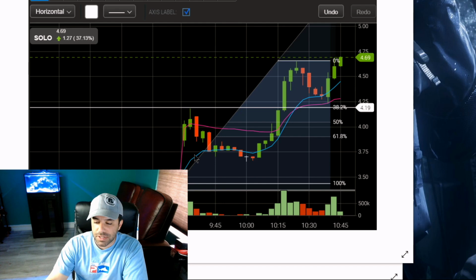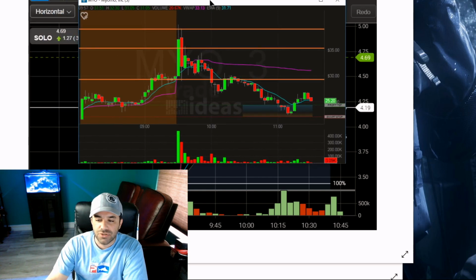Now there are multiple ways to play this. I don't remember. I'd have to go look at the daily. I don't remember if there are any daily lines here, because I typically don't draw my lines on my E-Trade chart. I typically draw my lines on my Trade Ideas charts.